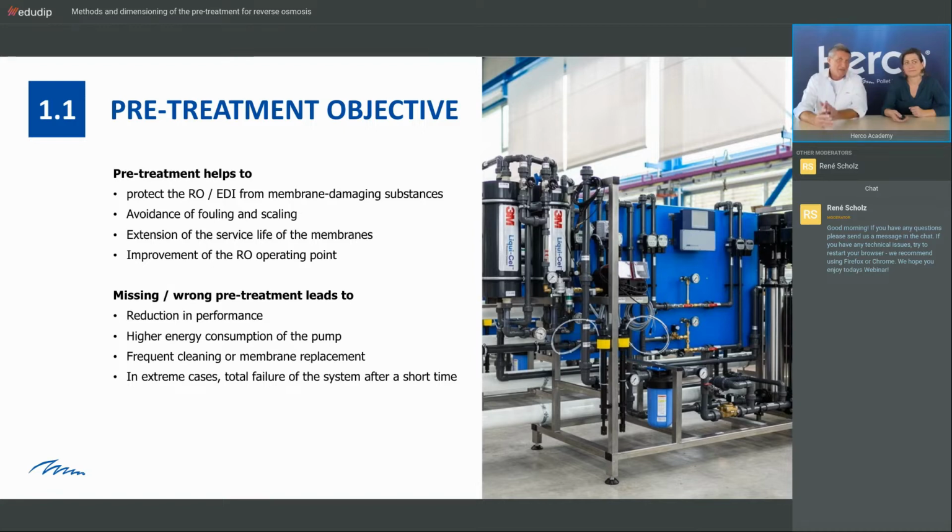And if you see here, the first topic, protect the RO and EDI from the membrane damaging substances. The EDI is normally protected by the RO, because the RO makes permeate, which is really particle-free. But you have substances inside which are not really removed before. So if you think about an antiscalant RO, then you have a rest of calcium, magnesium, so the hardness, and that could damage the EDI. So we have to think about the whole system, not only the single RO. That's true. That's true.